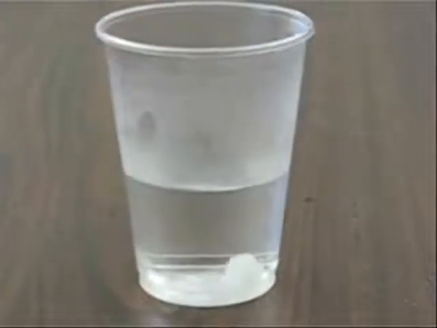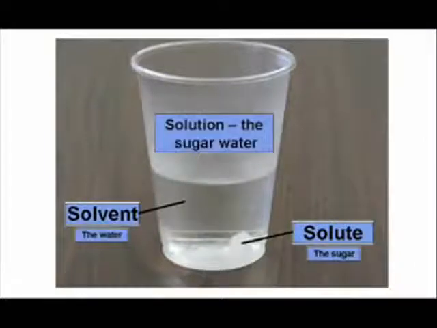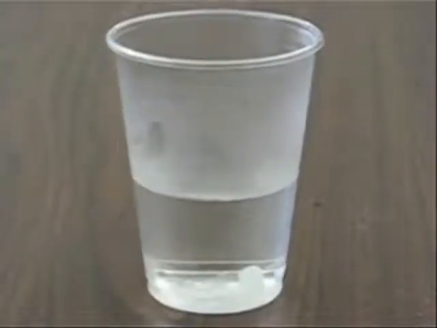There are two parts to any solution: a solute, the sugar, and the solvent, the water. In a solution, the solute is the thing that gets dissolved. The solvent is the substance that is doing the dissolving.